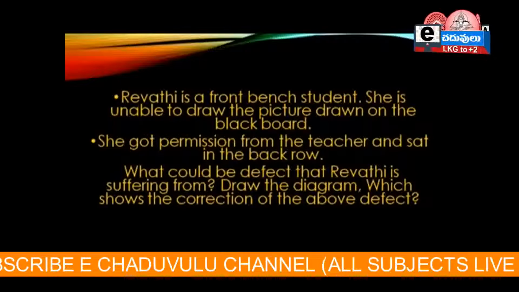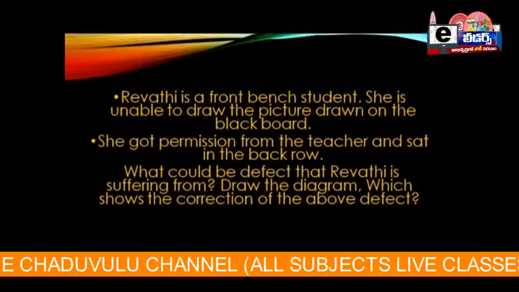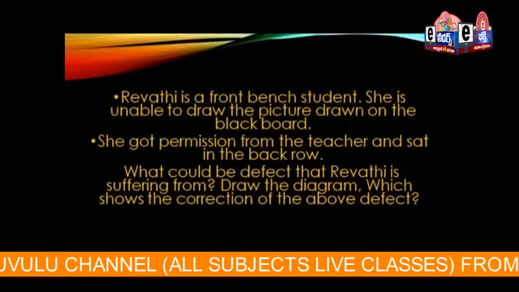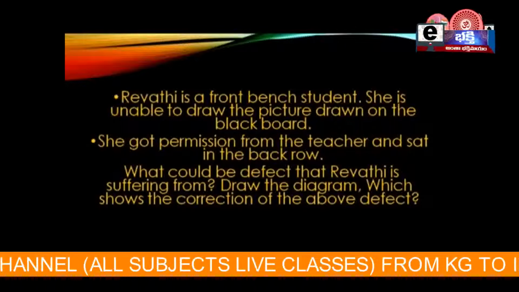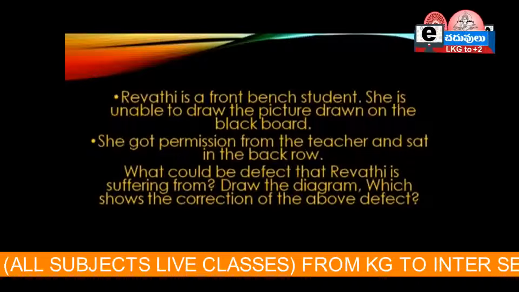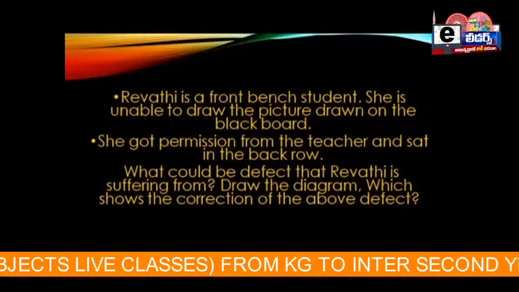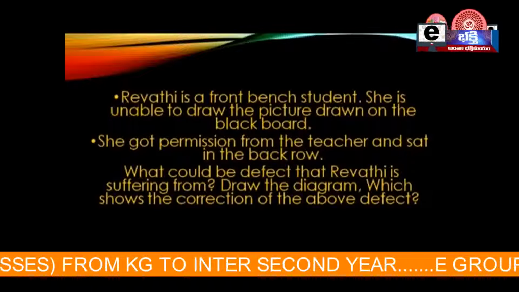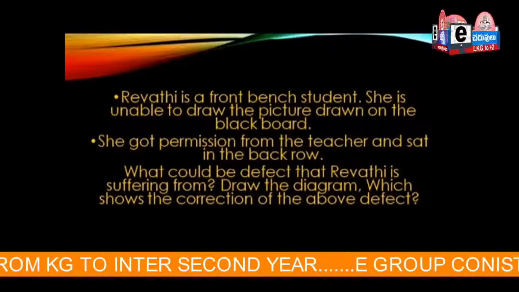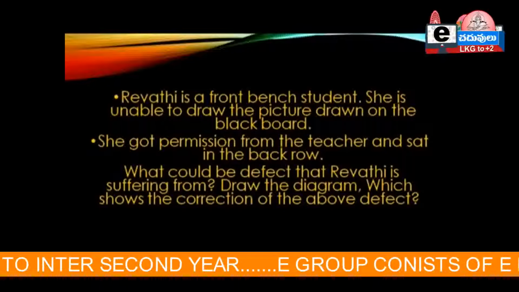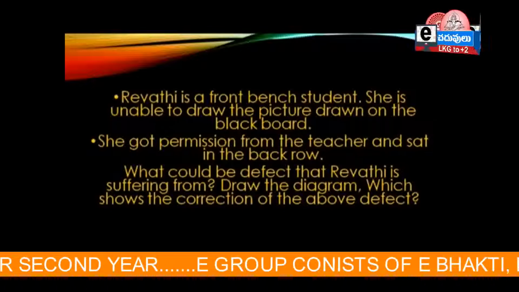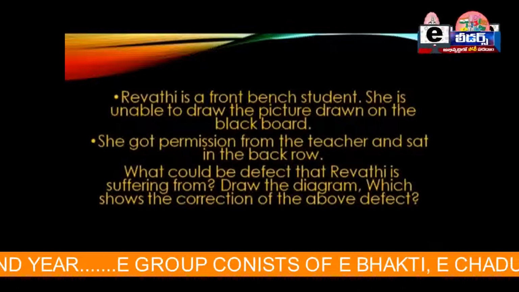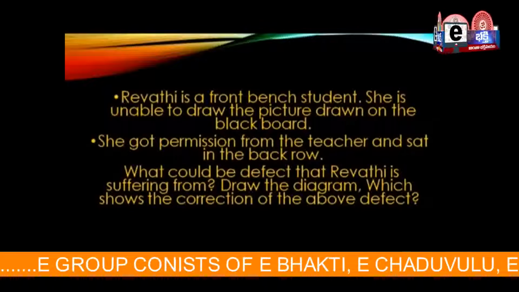Revati is a front bench student. She is unable to see the picture drawn on the blackboard. She got permission from the teacher and sat in the back row. What would be the defect that Revati is suffering from? Draw the diagram which shows the correction of the above defect.